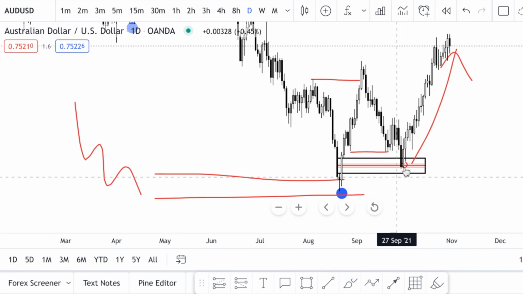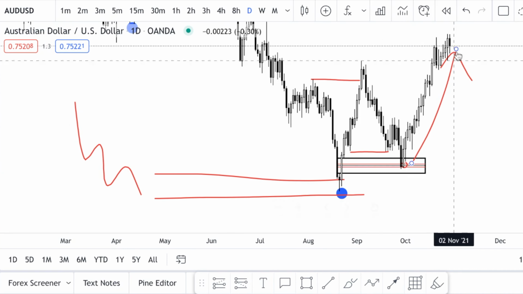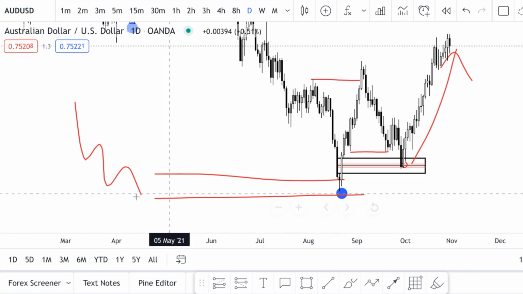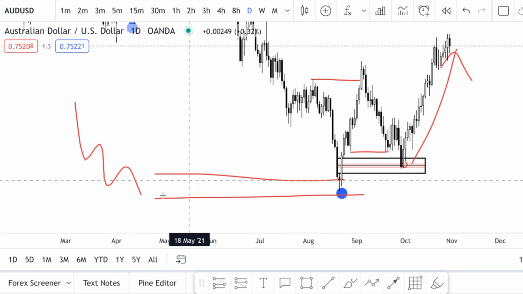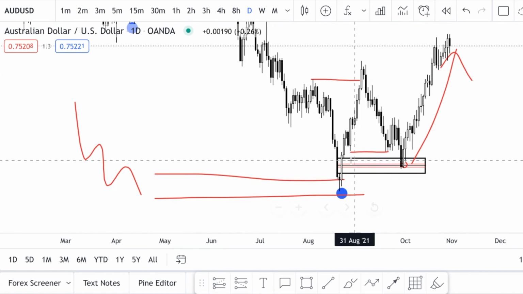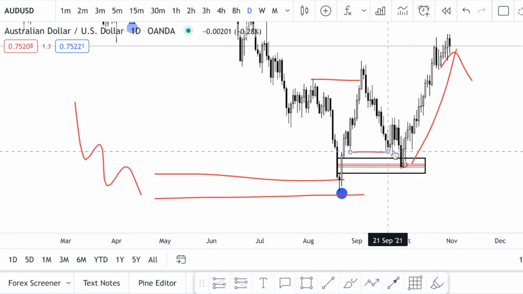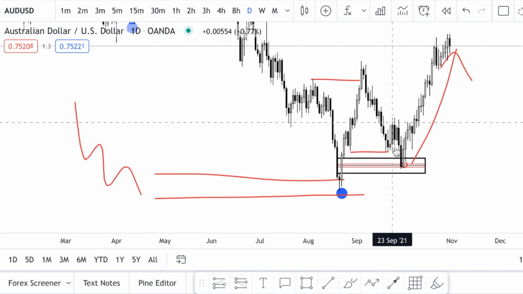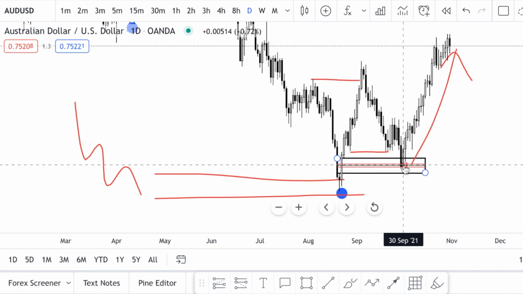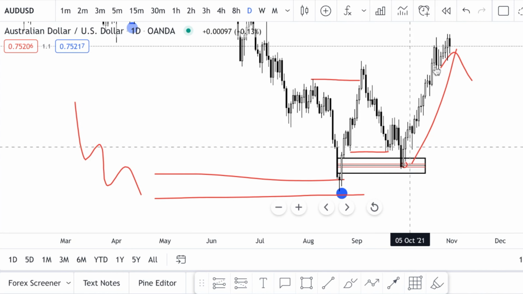Okay, so at this point, if your entry criteria meets, by all means take the trade, because you've built a story. We've mitigated a higher time frame point of interest. We broke structure. We came down. We created liquidity. We took the early buyers out, filled the 50% of the imbalance. If the entry criteria meets, take the trade.